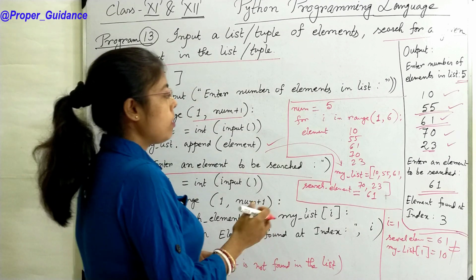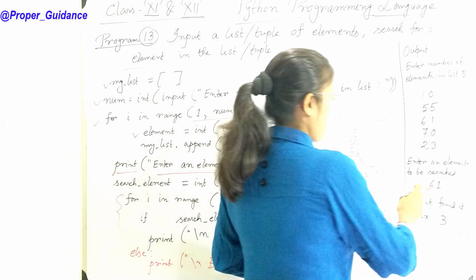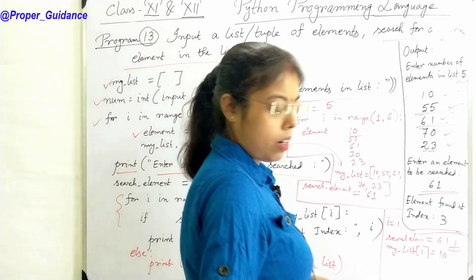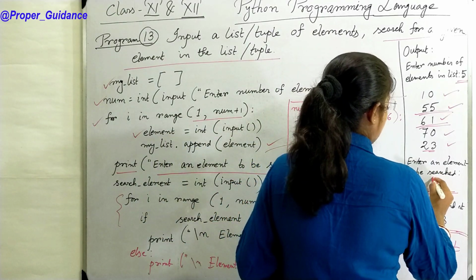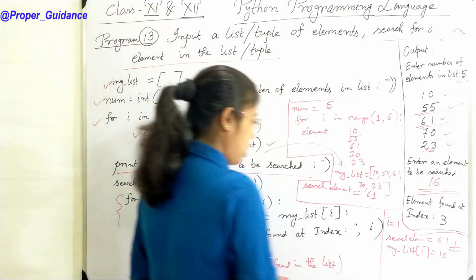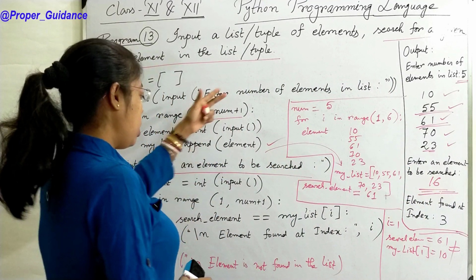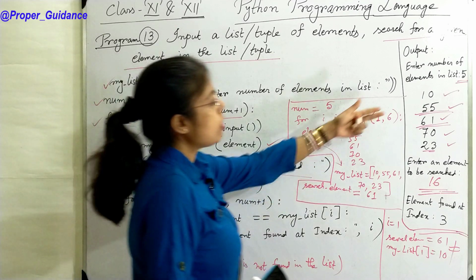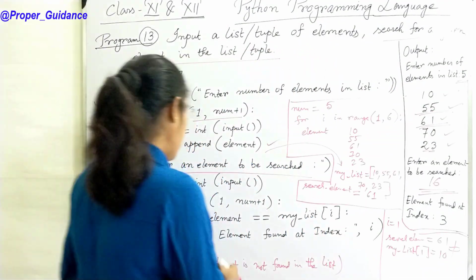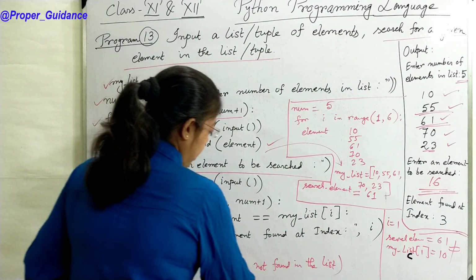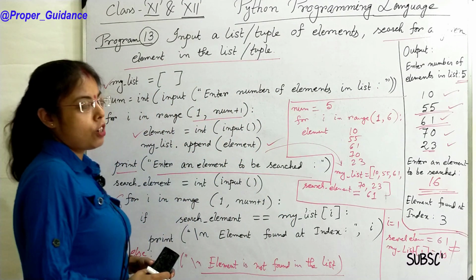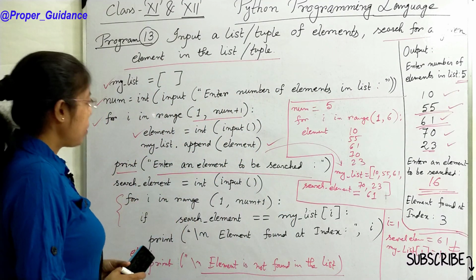Suppose we enter some other element to be searched. Instead of 61, I am giving element 16. When I give 16 as the search element, it will search the entire list, but there is no 16, so no match is found. Then it will print this line, element is not found in the list. So this is our today's class.